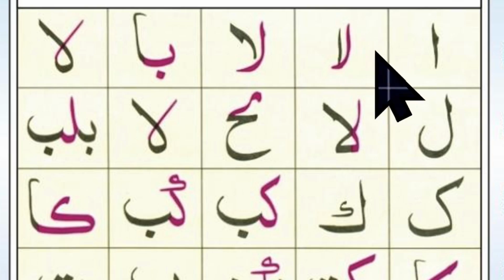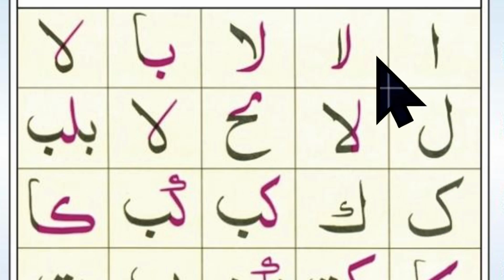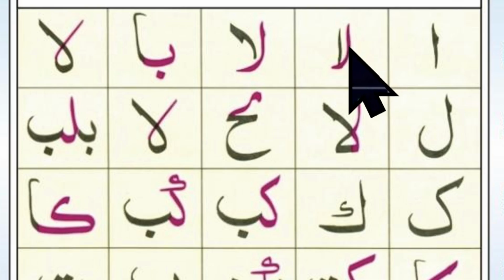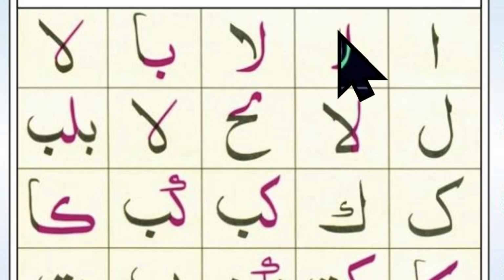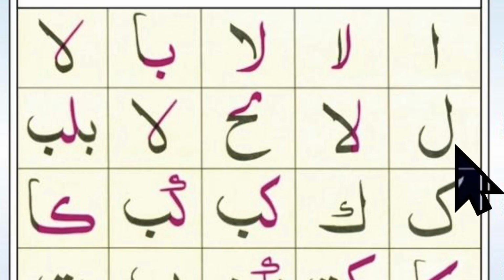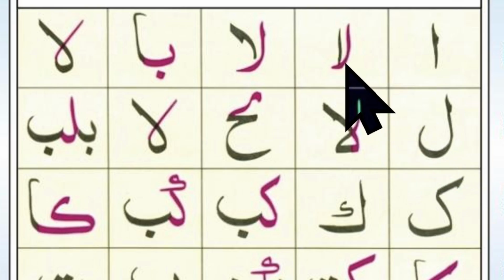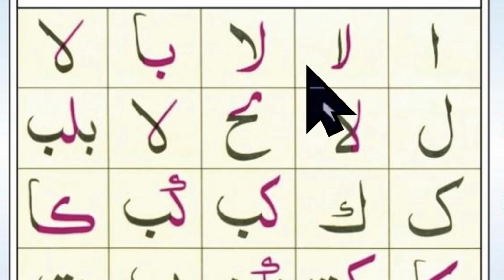Lam is like a straight line with a curve at the end. But here, when we join with the next letter, we try to write lam like this. Maybe we only join the first shape and then cut it from the last. So this one is lam alif. Alif, lam alif. Alif, then lam alif.